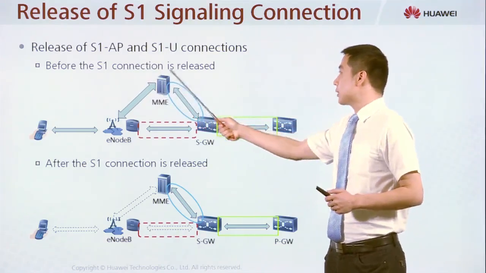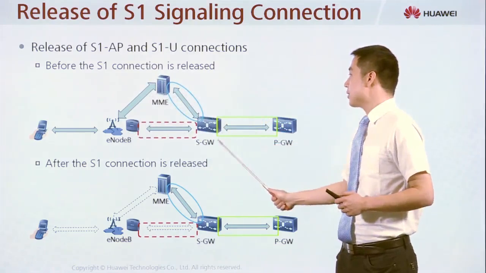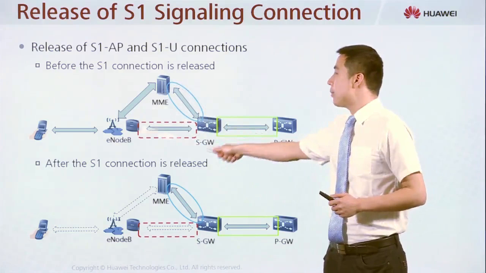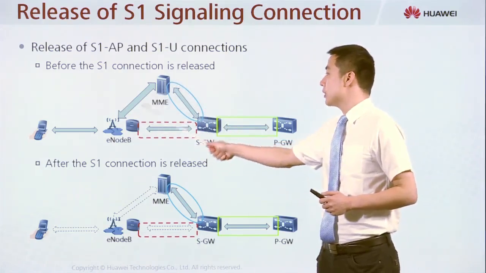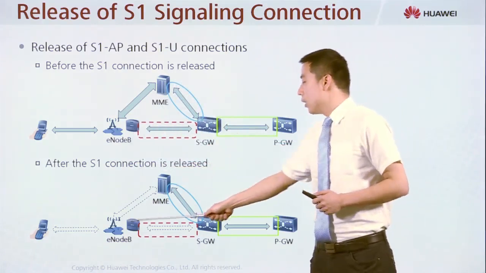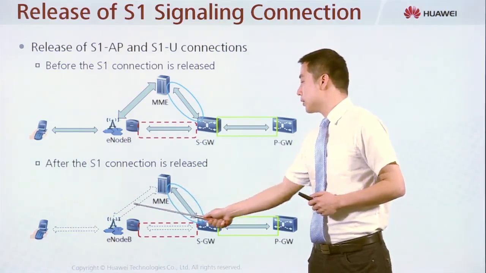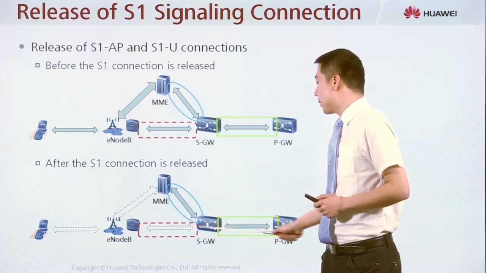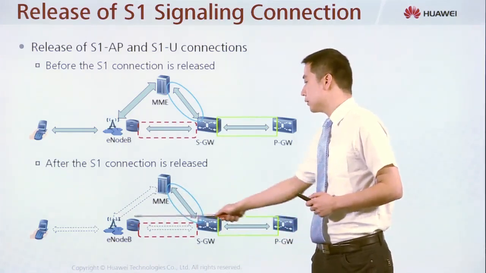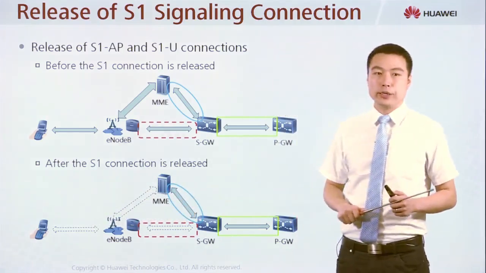Before the S1 connection is released, this is the case: the eNode B and SGW have a connection for the user traffic, and the MME and the eNode B have a connection for signaling. After we release the S1 connections, between the eNode B and the MME there are no more S1 connections, and between the eNode B and SGW there are no more user data connections. And also in the air interface, our bearer RRC connection is also released.